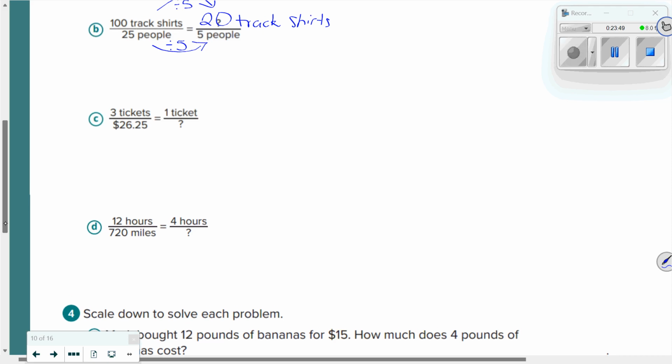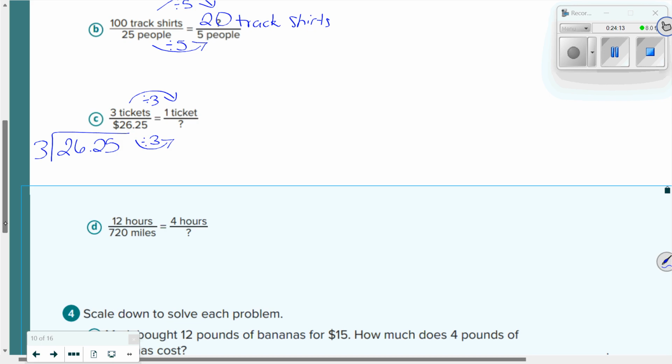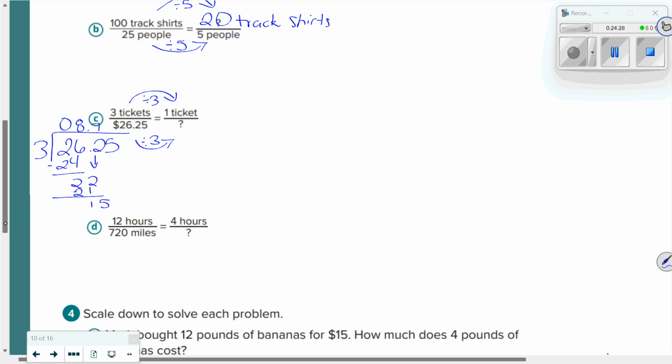All right, 3 tickets is $26.25. How about 1 ticket? What am I going to do? Divide by 3. So what is $26.25 divided by 3? I only heard a couple people answer that one, so let's do it together. Can 3 go into 2? No. 26? Yes. How many times? Bring up my decimal, down my 2 into 22. That's 21, leaves 1, bring down my 5 into 15. So it is $8.75.